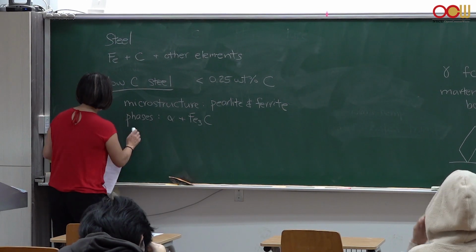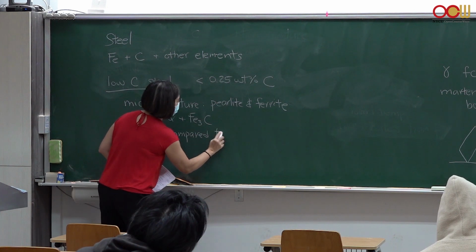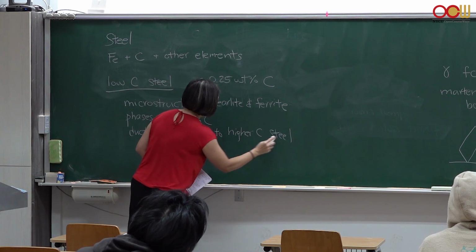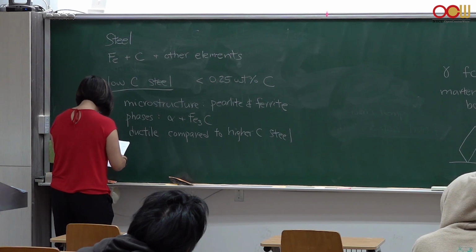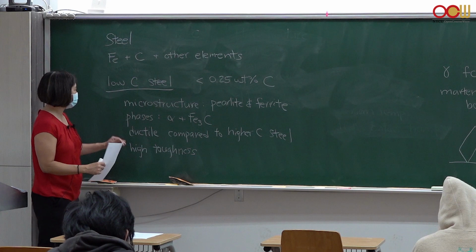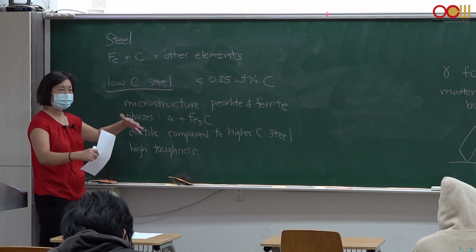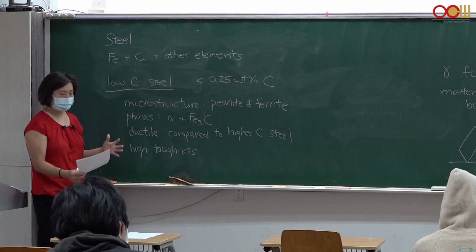It usually is fairly ductile compared to high carbon steel. And we'll talk a little bit about why in a minute. It has high toughness. The high toughness comes from the high ductility, right? It could bend, therefore it could absorb a lot of energy before it breaks.